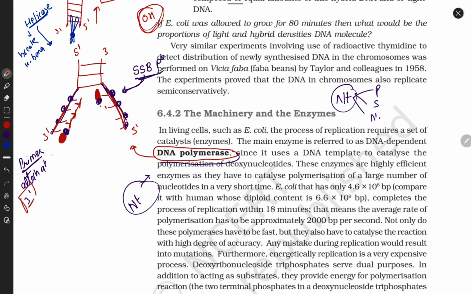Because guys, they move in this direction, 5' to 3'. I told you guys, always complementary. This strand is 5' to 3' now, so here is 5' to 3'. They continue in this direction. But what's wrong with this primer and DNA polymerase? They want to move in this direction.